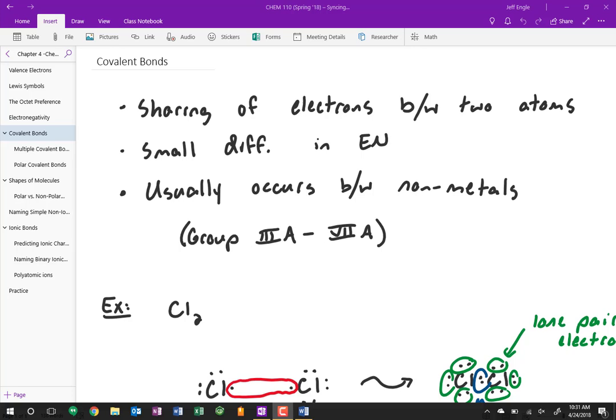Okay, so yesterday in lecture we started talking about covalent bonds, and we said covalent bonds are when you share electrons between two neighboring atoms. This usually occurs whenever there's a small difference of electronegativity, meaning they're willing to share, they don't want to steal electrons. And we said that usually covalent bonds occur between nonmetals, so the right-hand side of the periodic table.